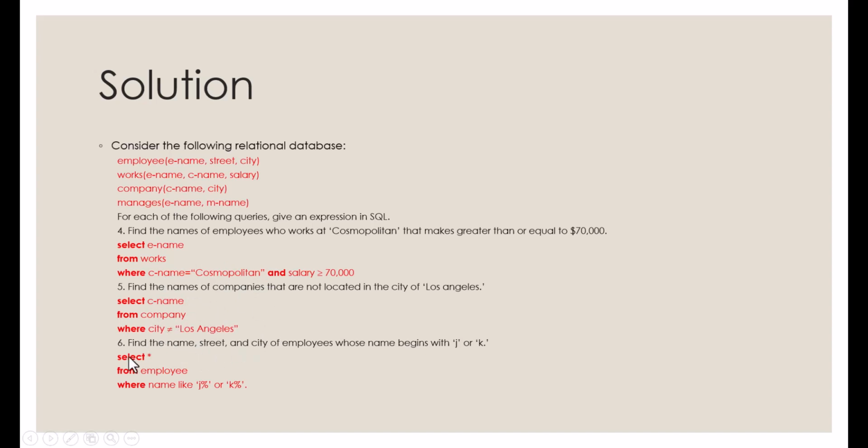Okay, the last one, we select everything because we want the name, street, and city of the employee, from the employee table, where name like. So this is a keyword. The name is like J followed by some kind of substring, or K followed by some substring. Okay, so whose name begins with J or K.